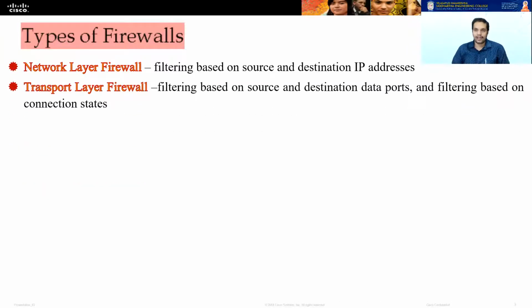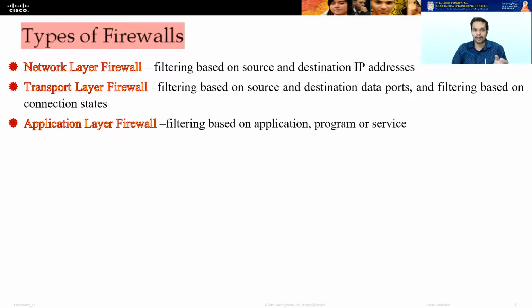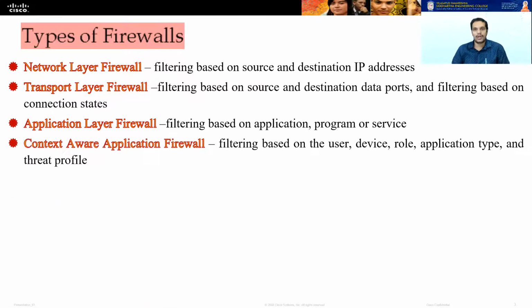The first one is the network layer firewall. Most of these firewall types, as their names suggest, are self-explanatory in terms of the level at which they work. A network layer firewall filters based on the source and destination IP addresses. A transport layer firewall is based on the source and destination ports and also the connection states. For an application firewall, the filtering is done based on the specific application program or service.